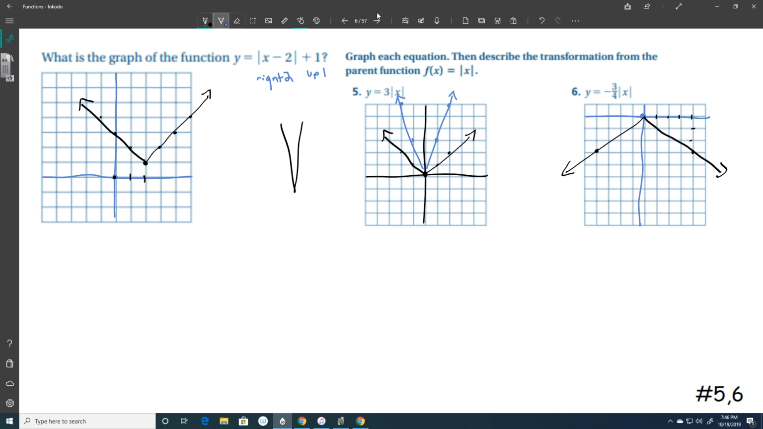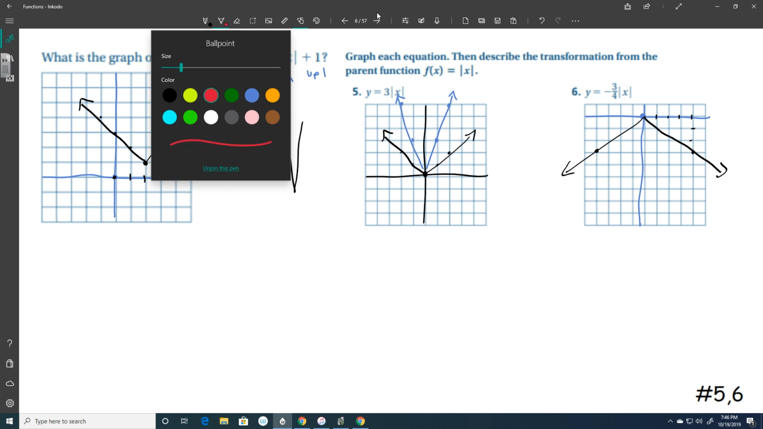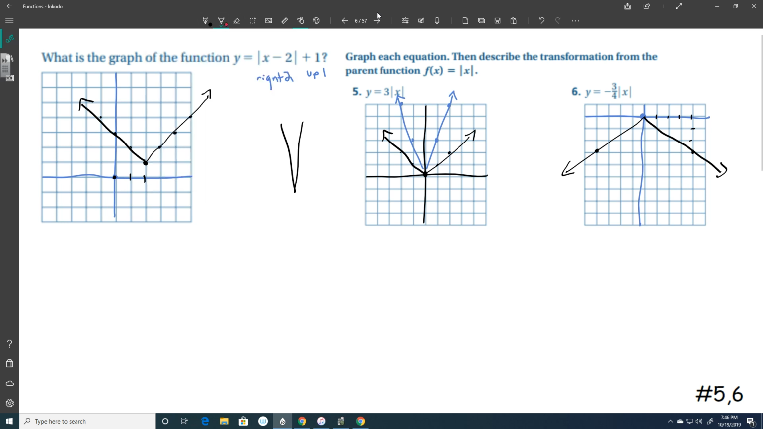Not as dramatically, but normally this graph, just to give you an idea, if this was just negative x instead of the 3/4, I would go over 1, down 1, over 1, down 1, over 1, down 1, this way in both directions. And it takes a minute before you start to see the difference in what those two graphs look like. But they are different. This one is shorter and wider than the original parent graph. So what I'd like you to do is try number 5 and 6 on your homework, on homework 11.